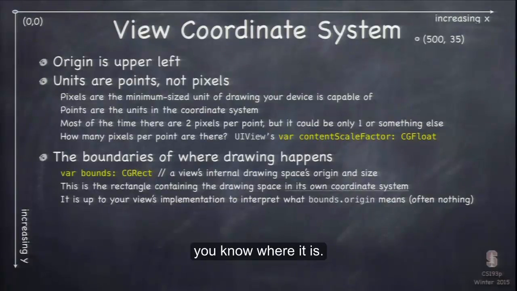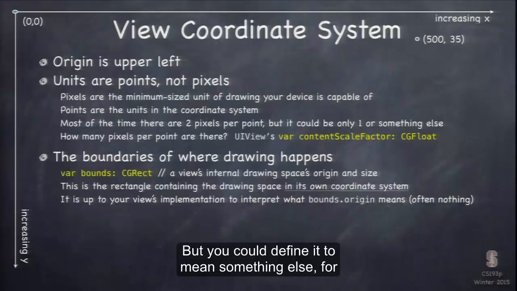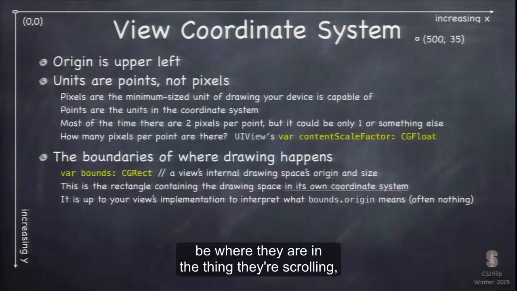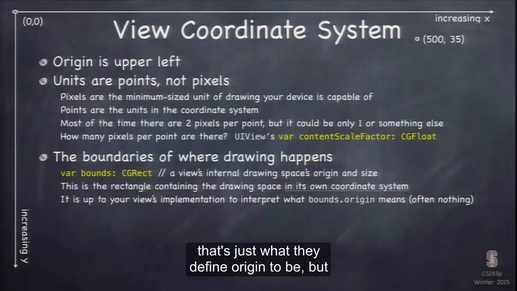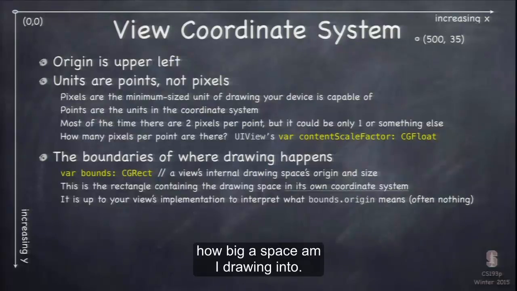Now, the origin of your bounds usually is 0, 0, but you could define it to mean something else. For example, scroll views, they define their origin to be where they are in the thing they're scrolling. That's just what they define origin to be. But 90% of the time, your origin is just going to be 0, 0. And so the width and height is what you're going to care about. How big a space am I drawing into?